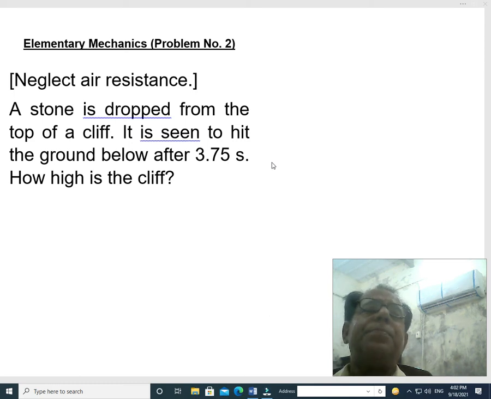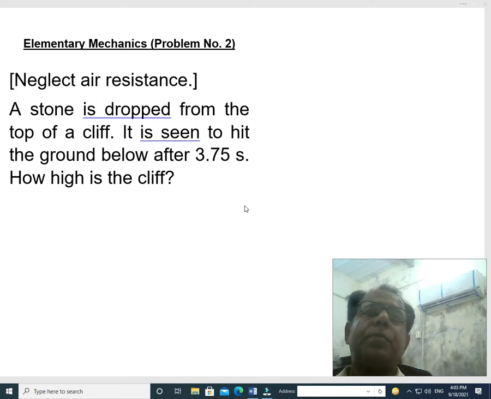First, the condition is given that we can neglect air resistance. Under this condition, the statement is that a stone is dropped from the top of a cliff. It is seen to hit the ground below after 3.75 seconds. How high is the cliff?